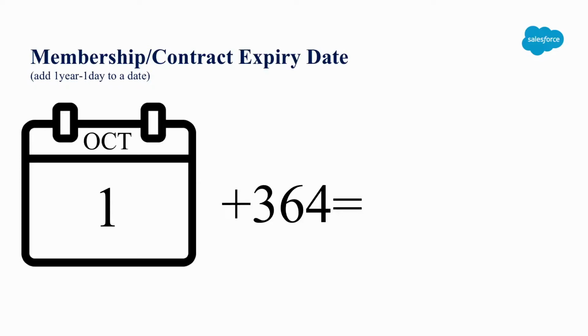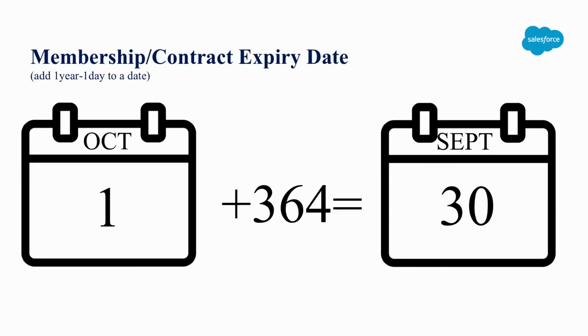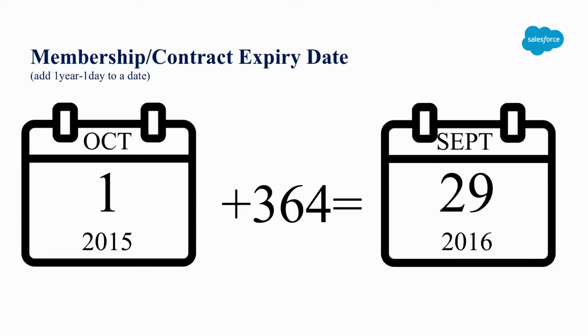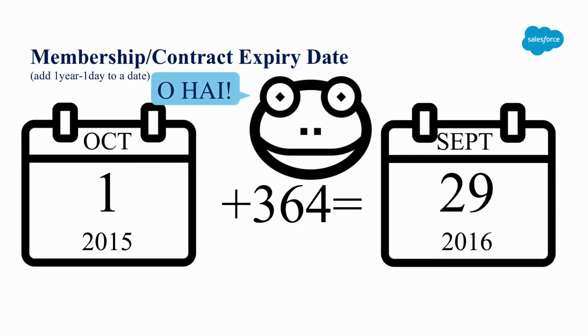So if we have October 1st plus 364, what are we going to get? Oh, you're getting ahead of me, Mr. Ray. What do we get? We're going to get September 30th, right? But what if that October 1st were October 1st, 2015? If we do plus 364, we're going to get September 29. What happened to September 30th? It got eaten by the leap year.